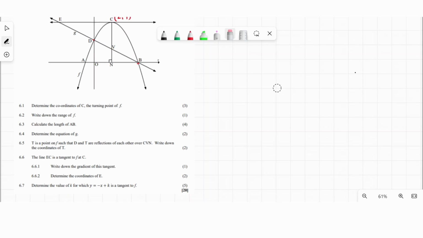We need to determine where AB is in the graph. So AB is this point, and it's also this one in green, right? What can we see? They even said it in the question description: AB are the x-intercepts of f(x). So to calculate the length of AB, we need to find the coordinates of A and B first. So let's do that.